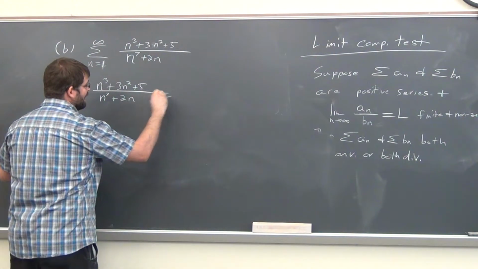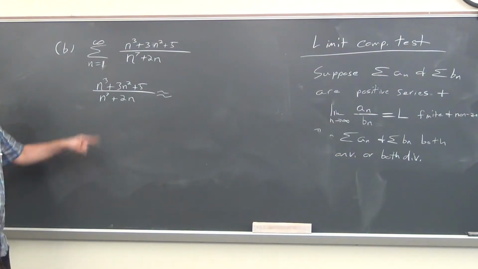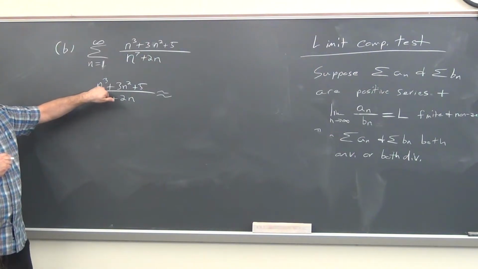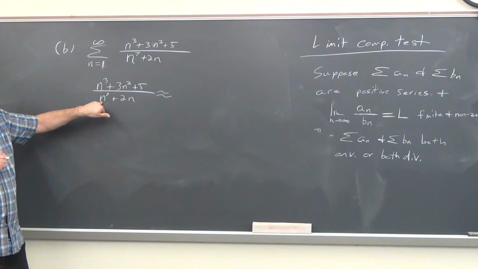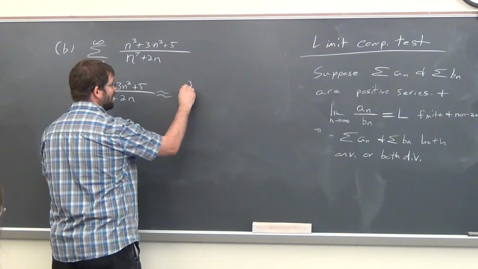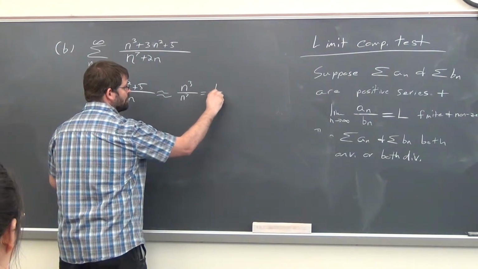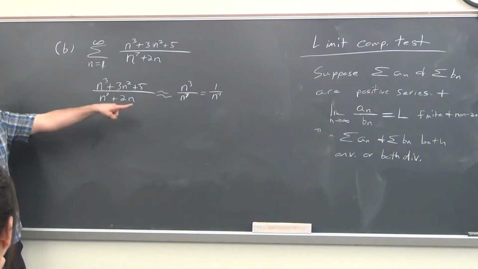And say that when n gets really big, what is this going to act like? So what's the numerator going to act like? Just the n cubed, right? And the denominator is going to act just like n to the 7. So this whole thing is going to behave like 1 over n to the 4th. Does that make sense? So that's what you'll compare with.